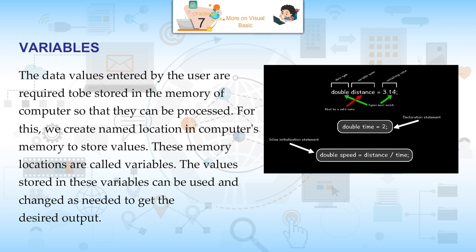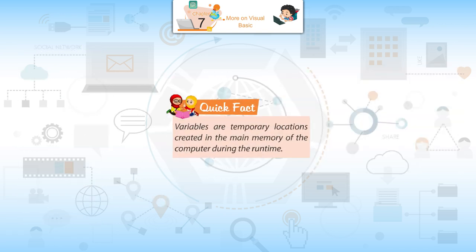Variables. The data values entered by the user are required to be stored in the memory of the computer so that they can be processed. For this, we create named locations in the computer's memory to store values. These memory locations are called variables. The values stored in these variables can be used and changed as needed to get the desired output. Quick fact. Variables are temporary locations created in the main memory of the computer during the runtime.